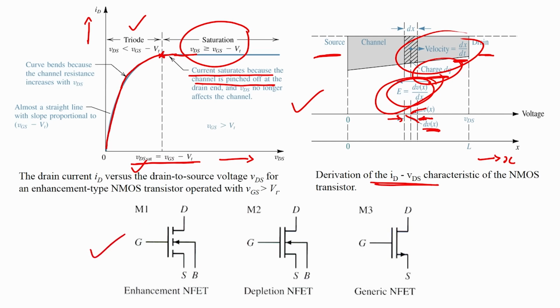You can again see the symbol of the enhancement type MOSFET and the depletion type N channel MOSFET, the generic N channel MOSFET. In the enhancement type, there is a break between the drain and source, and the reason is that there is no channel at the start. But in the depletion type, a channel exists at the start, and that is why we see this particular line. Easy, very easy.